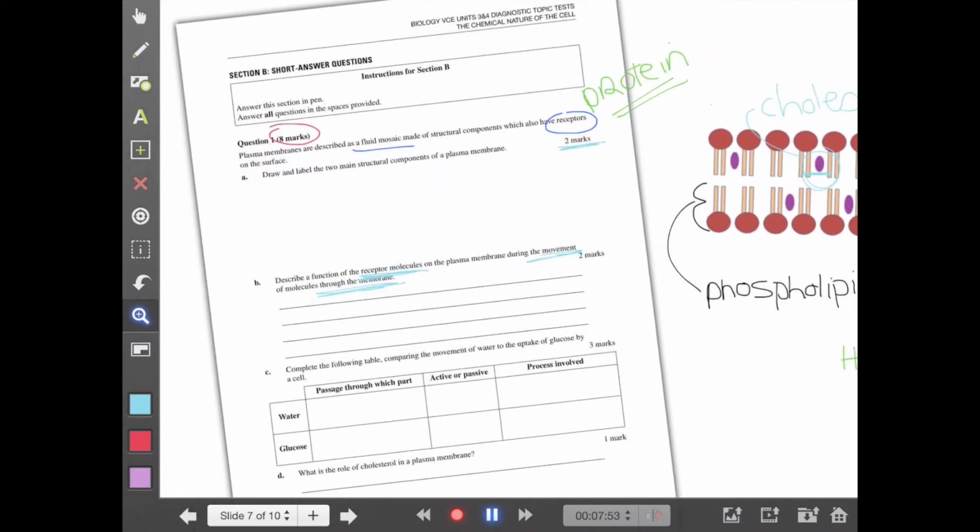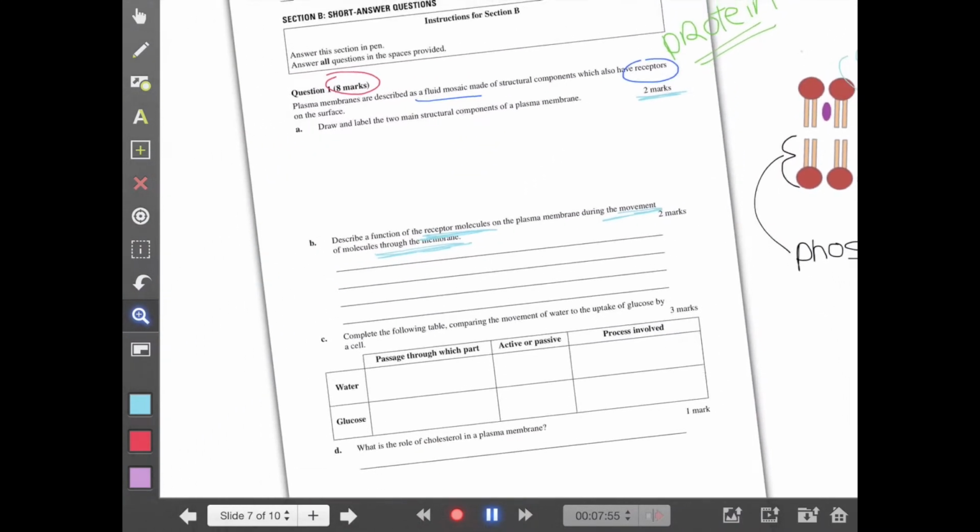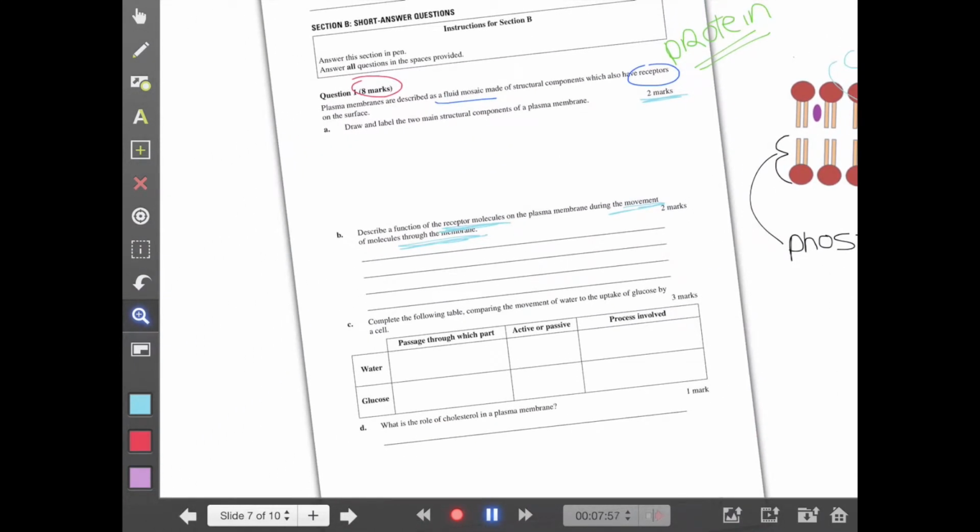Okay, so when we go back to this question B, the sorts of things that I would like you to write is probably even use an example. So we're going to go back to the insulin example. So the receptor detects a chemical messenger or stimulus, in this case the insulin, which would then provoke a response, which would be the opening of the channels and allowing the substance to enter via facilitated diffusion.